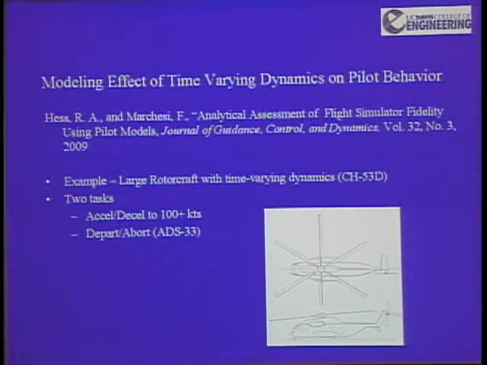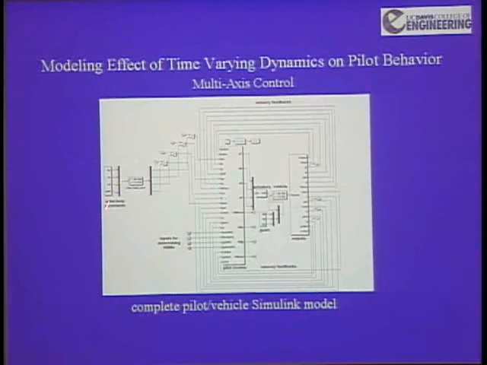The interesting part is that a helicopter flying at 100 knots has a lot different dynamics than a helicopter that's hovering. So what we're going to do, we're going to come up with a time-varying pilot model. And there's what it looks like. Things are getting complicated now. It's not just one axis. The pilot is controlling pitch, roll, yaw, and vertical velocity, and then some outer loops around that, controlling position. Okay, that's a Simulink diagram of the pilot vehicle model.